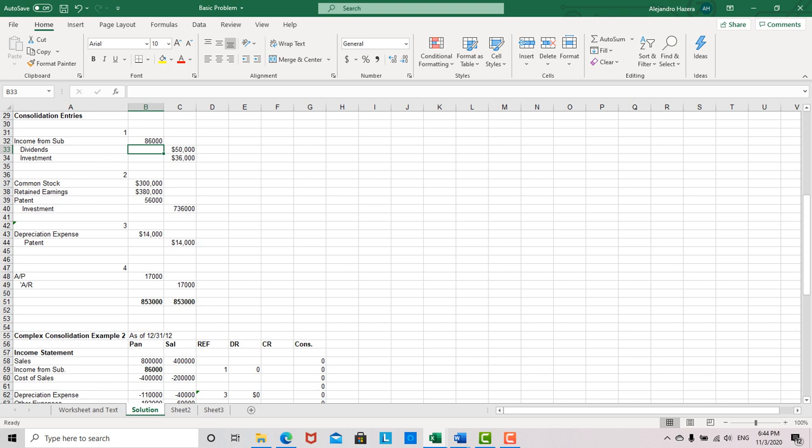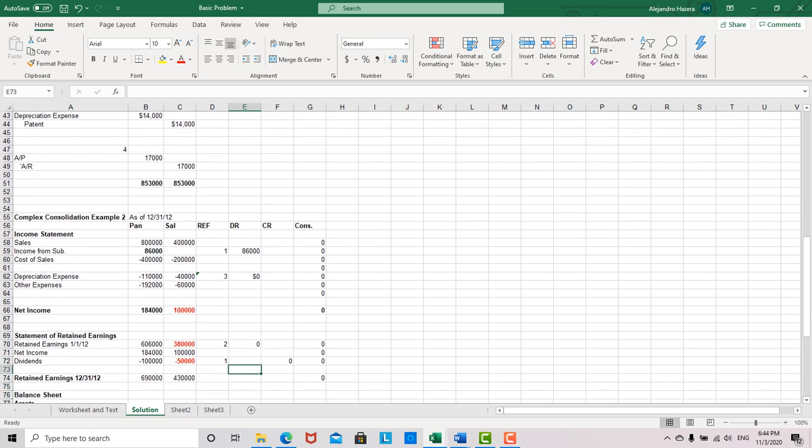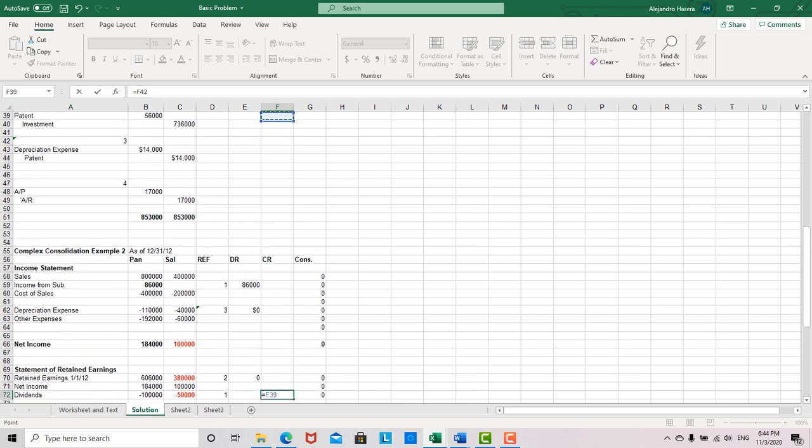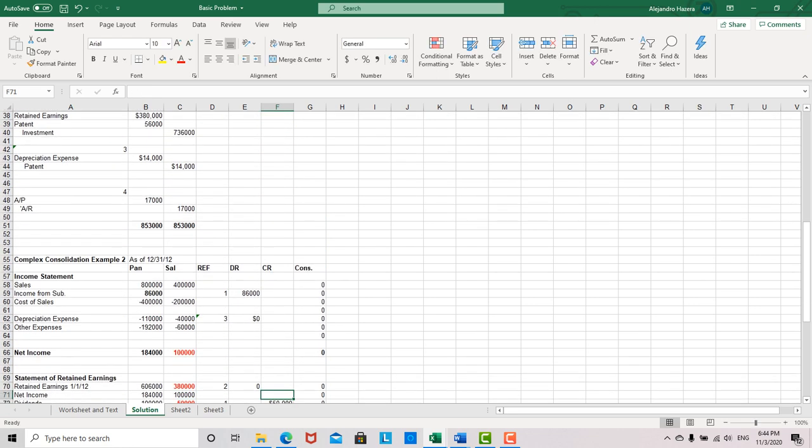First one is debit income from sub for $86,000. So we're going to go ahead and debit income from sub for $86,000. We're going to credit dividends, the sub's dividends, for $50,000. The place you do that is where dividends are always found, which is on the statement of retained earnings. So we're going to credit dividends in entry 1 for $50,000.